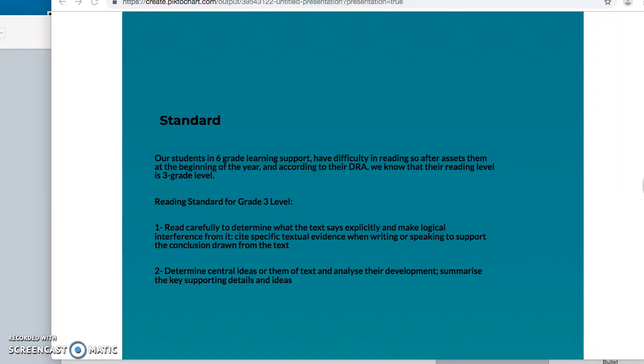Our sixth grade learning support students have difficulty in reading. After assessing them at the beginning of the year, according to their DRA, we know that their reading level is at the third grade level. So I chose two standards, and we're going to discuss them and the big idea of each, and find out the activities and skills we need to implement in school, on the students, in order for them to work based on the standard, and how to assist them also.